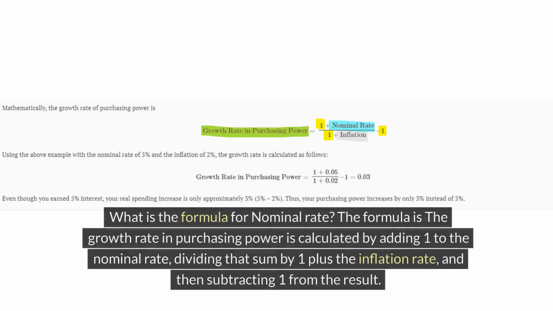What is the formula for the real rate? The formula is: the growth rate in purchasing power is calculated by adding 1 to the nominal rate, dividing that sum by 1 plus the inflation rate, and then subtracting 1 from the result.